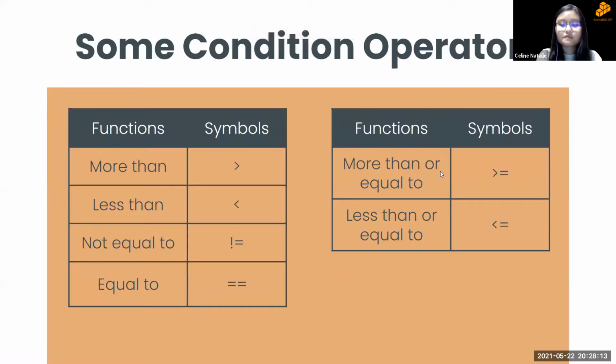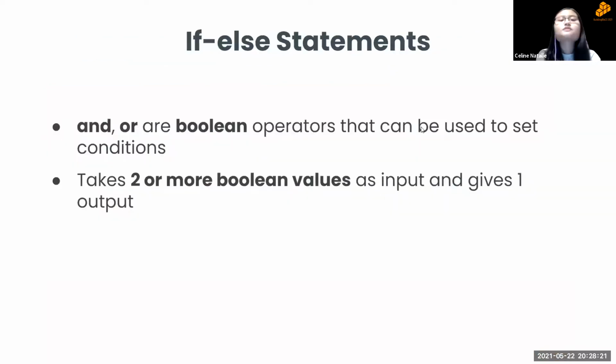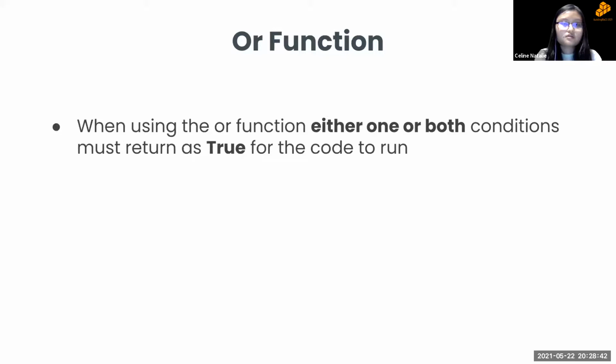Another one is more than or equal to, less than or equal to, which you might be using later. For if-else statements, there are several operators that you can use to set conditions, which are and, or, and they are Boolean operators. What they do is take two or more Boolean values as input, and give one output. When you're using the OR function, either one or both conditions must return as true for the code to run.